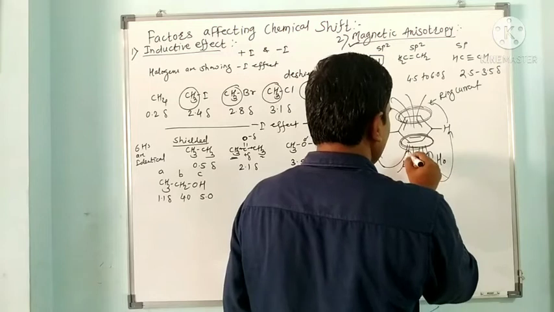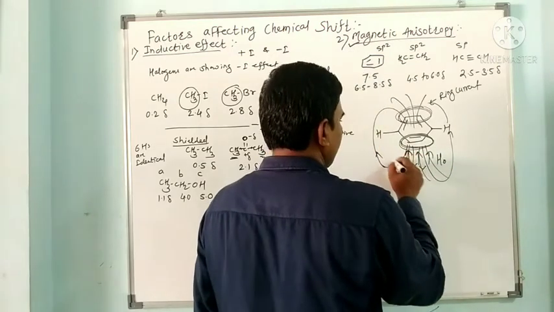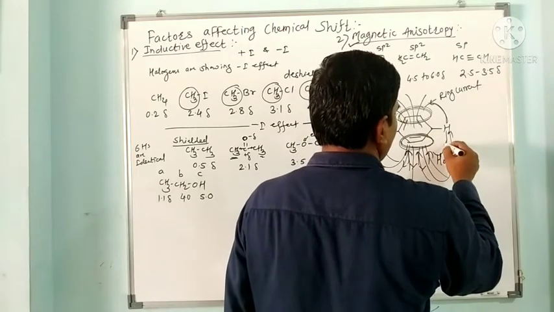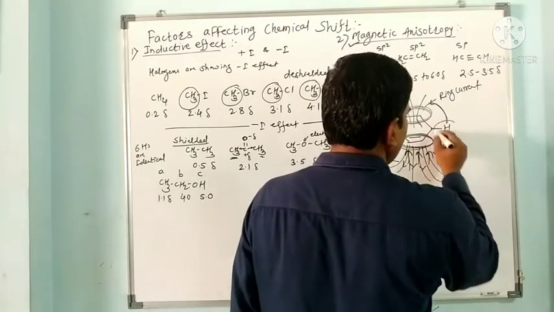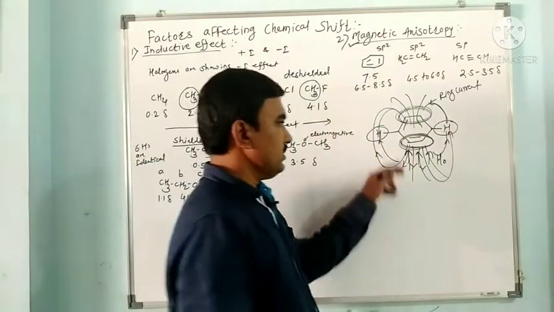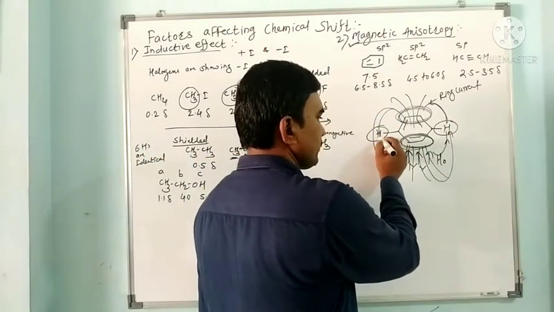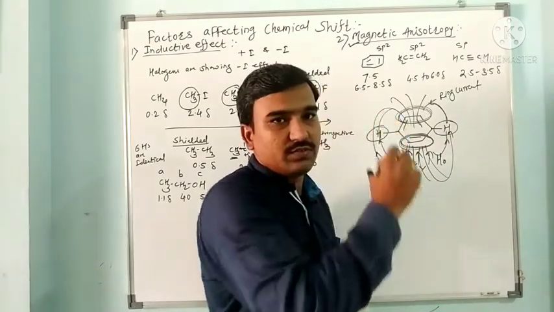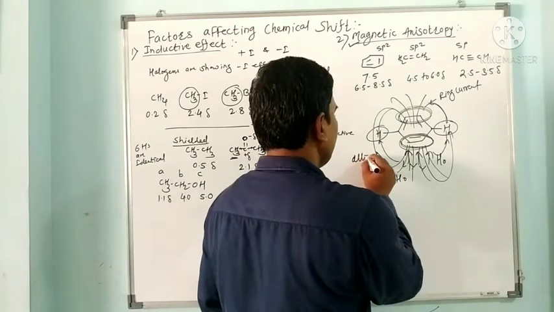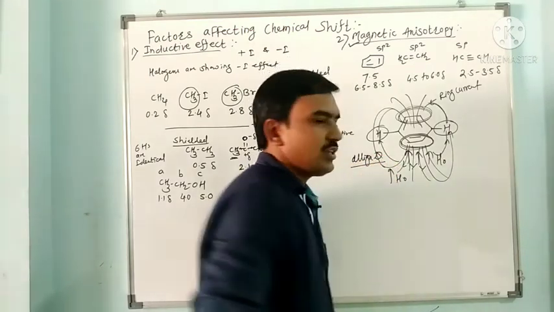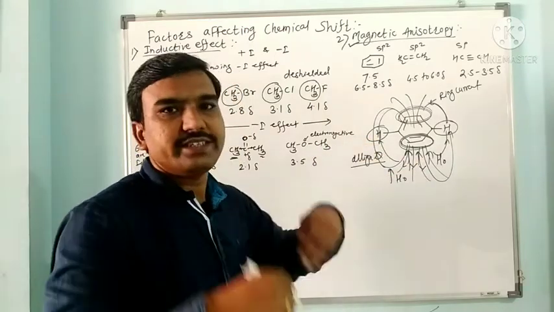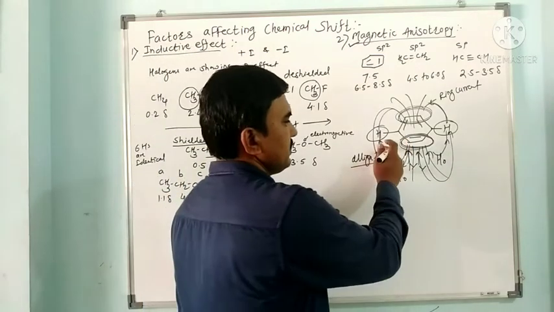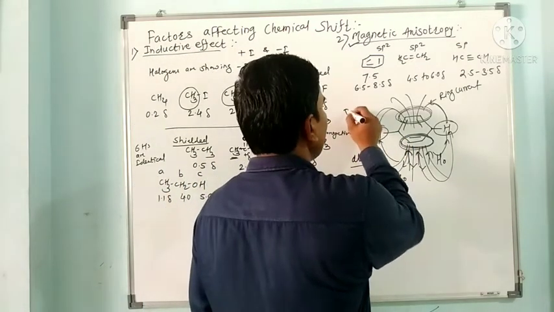So when we see here, this is the H0. When the proton is in this region, this is our nuclei, where this secondary magnetic field and this applied magnetic field are reinforcing, they are aligned. So because of this, the proton gets de-shielded because it requires a lesser amount of energy for the resonance. So this is the induced or secondary magnetic field.